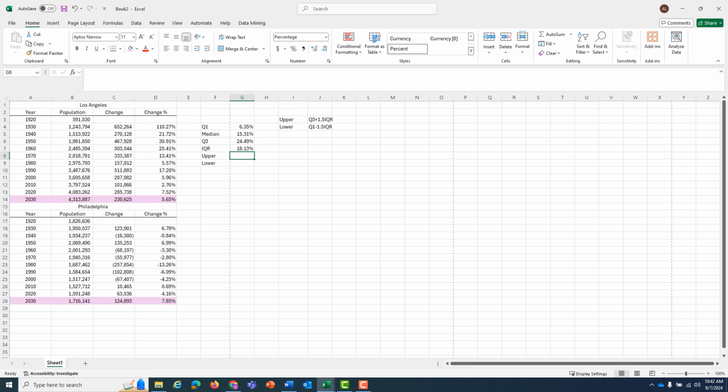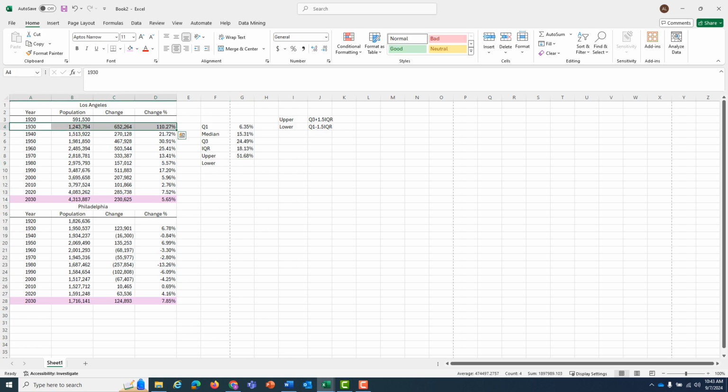Now let's use these formulas over here to determine what our cutoff points are for outliers for Los Angeles. For the upper, it's Q3, click that, plus 1.5 times the interquartile range, which is 18.13%. And we get 51.68. Any change that we have that's above 51.68% in a 10-year period should be considered an outlier and not representative of the rest of the information. We definitely got one of those.